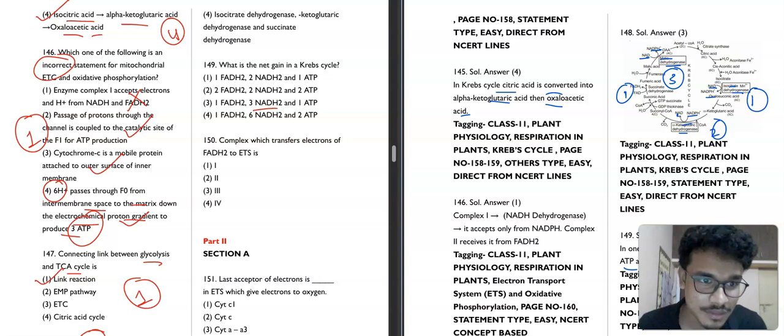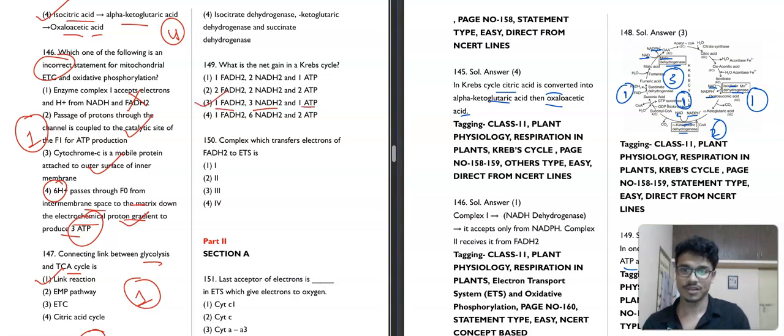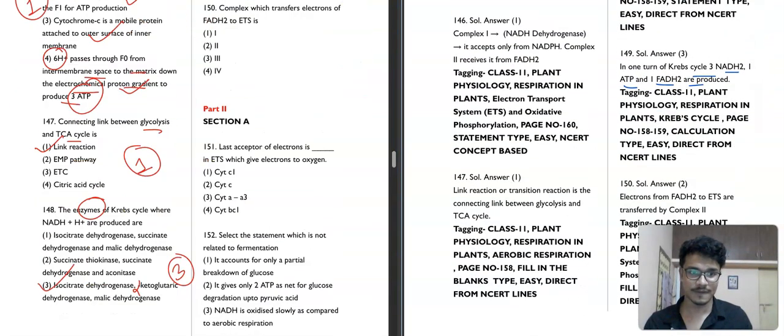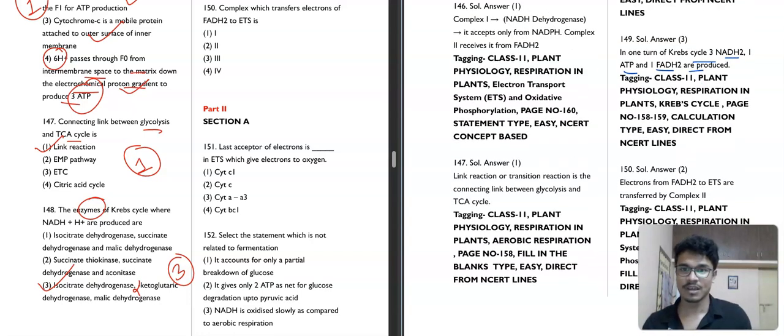We will also get some more from here. This place is GTP, basically the same thing. So the third option is our correct answer. That is the net gain. Then question number 150. It is saying which complex transfers electrons of FADH2 to ETS: first, second, third or fourth. Electrons from FADH2 to ETS are transferred by complex second. The second option will be our correct answer.